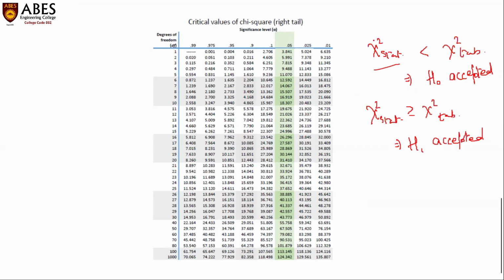Chi-square statistics, I told you that there is a formula: summation of (OI minus EI) whole square upon EI. For finding chi-square tabulated, we use this table. In this table, the first column gives us degrees of freedom and the second column is about level of significance. I told you that generally we consider a 5% level of significance, which in fraction becomes 0.05. So generally, this column is of most importance to us. We just find the degree of freedom that we require and we match this degree of freedom with the level of significance. The intersection gives us the value of chi-square tabulated.